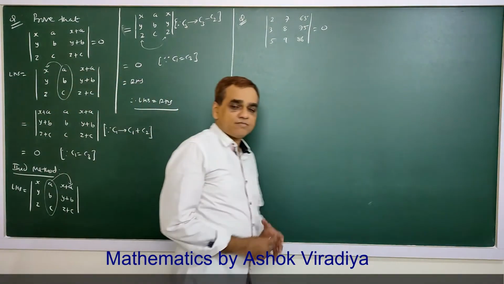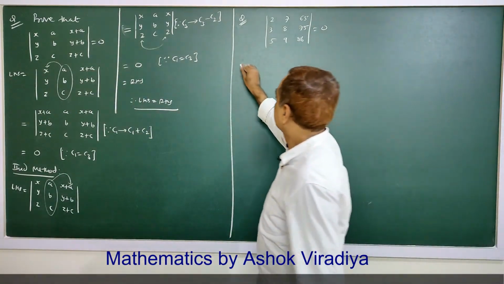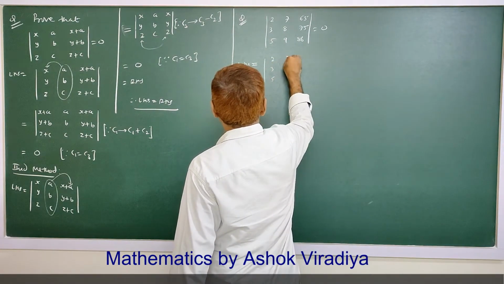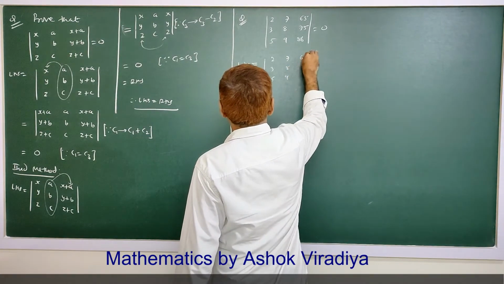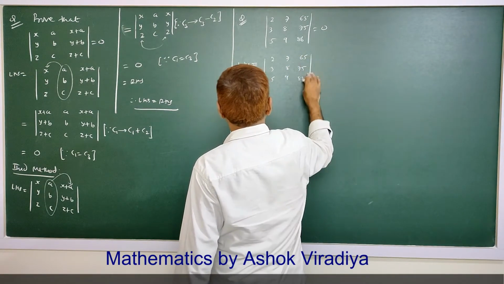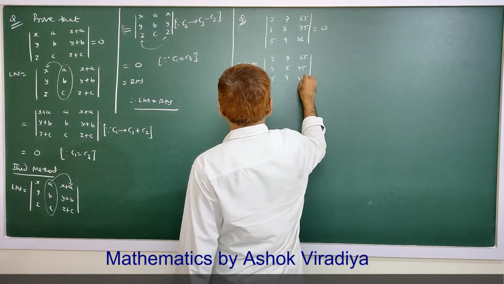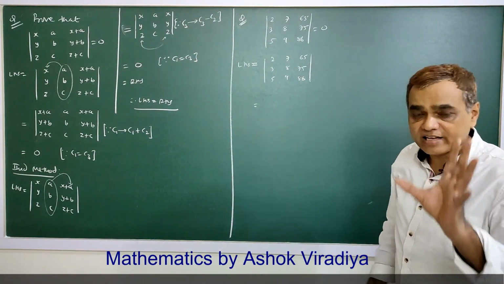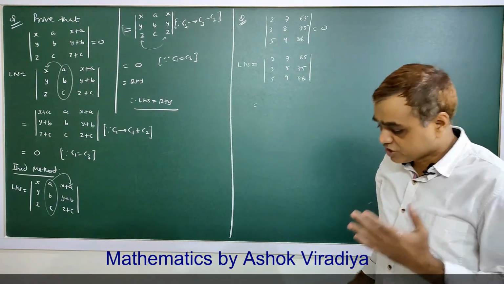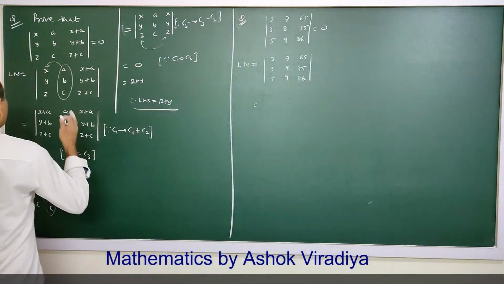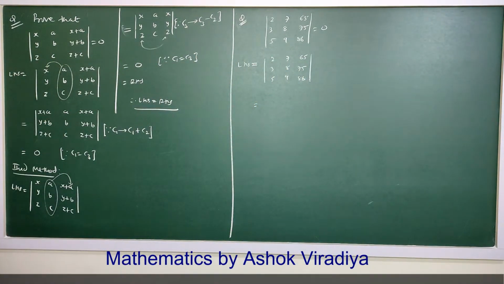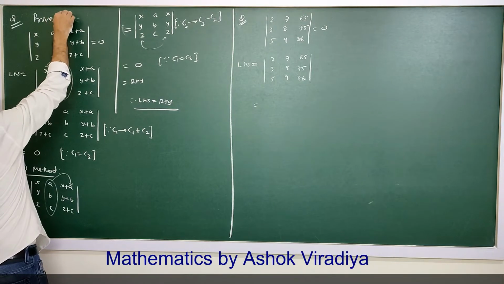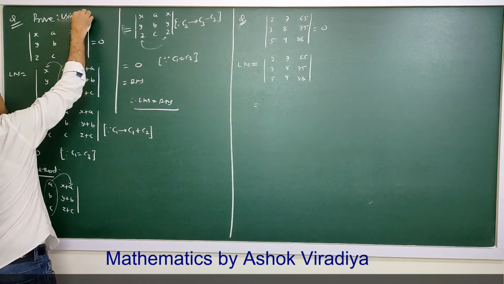Now in this question, the left hand side is 2, 3, 5, 7, 8, 9, 65, 75, 86. We want to prove it is 0 without expanding. So here the instruction is to prove these all using properties of determinants. Prove these questions using properties of determinants.